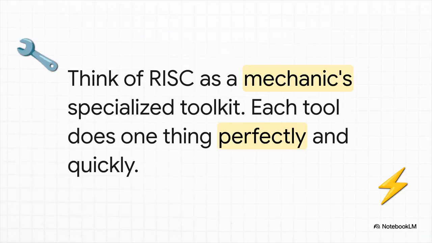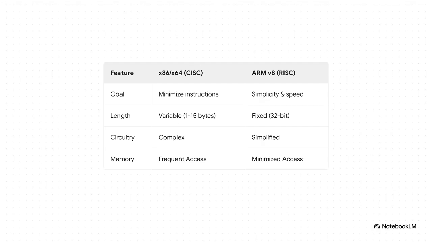So if CISC is a Swiss Army knife, think of RISC as a mechanic's specialized toolkit. You don't have one complicated tool, you have a whole set of simple tools, and each one does its one specific job perfectly and super fast. To do something complex, the processor just grabs a few of these lightning-fast tools and uses them one after the other. Let's really break this down.